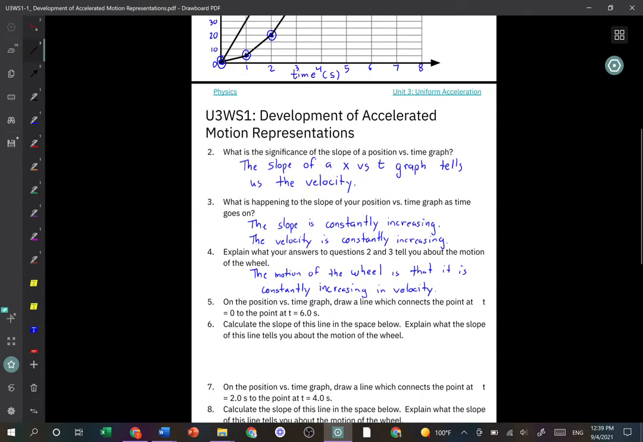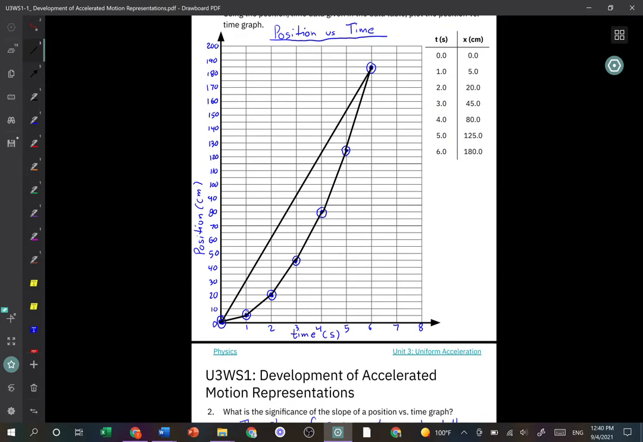Question 6. Calculate the slope of this line in the space below. Explain what the slope of this line tells you about the motion of the wheel. So I'm actually going to solve for that slope up on the graph itself, just that way we can see the slope of the line itself, and there's going to be some space for my calculations. But this is something that you should write in your lab notebook on the appropriate page. So this is going to be our line over here. I'm going to do it in red.